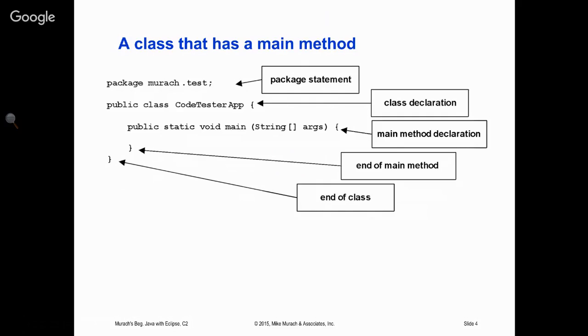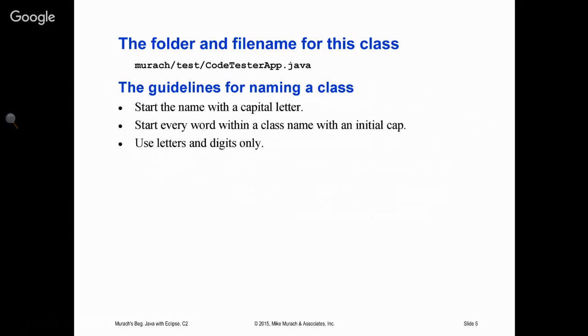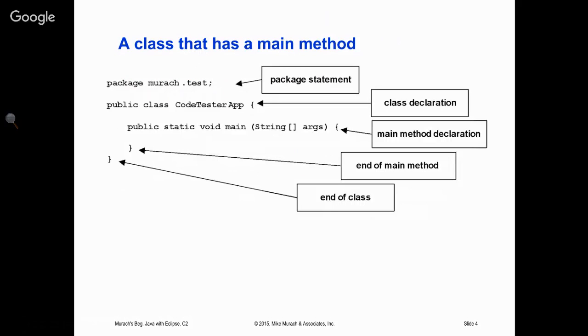And then this is the main method with its own curly braces. That's the main method declaration. Can you have more than one method in a class? Yes, absolutely. We just haven't done this yet. Okay, so this is a class with a main method. And a String with square brackets after it is an array.